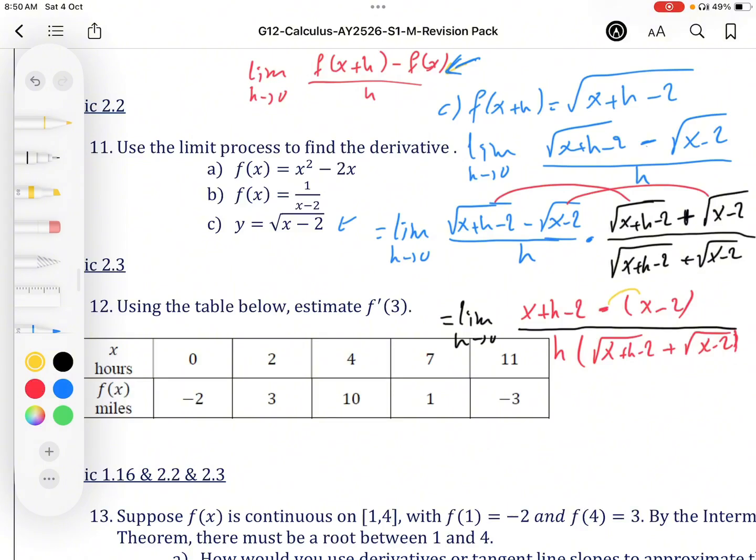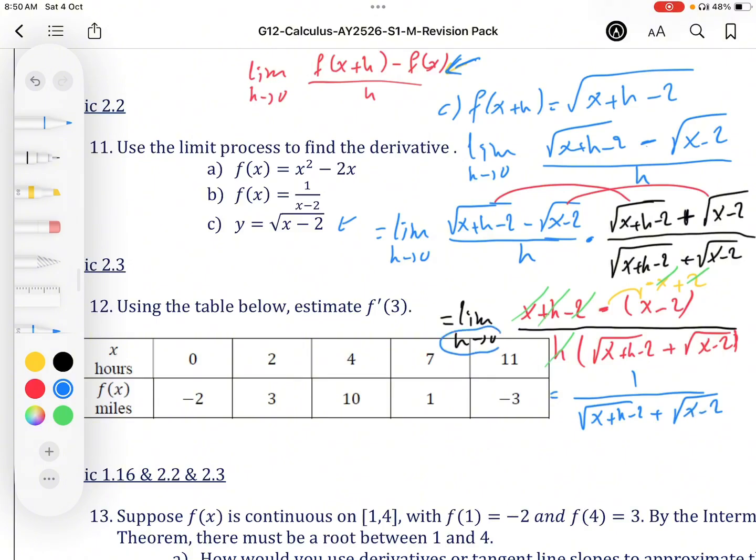Simplify. Negative times x, negative x, negative times negative 2, positive 2. Simplify negative x, positive x, positive 2 and negative 2. The remaining is h, and h cancelled, so it's equal to 1 over radical x plus h minus 2 plus radical x minus 2.